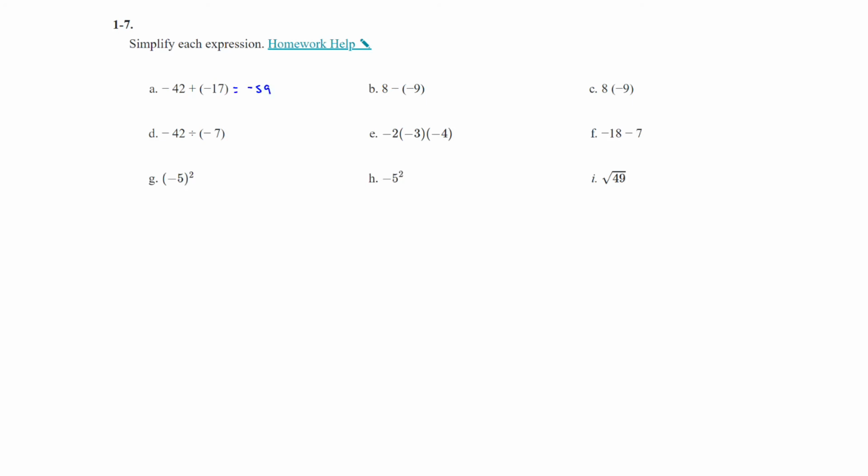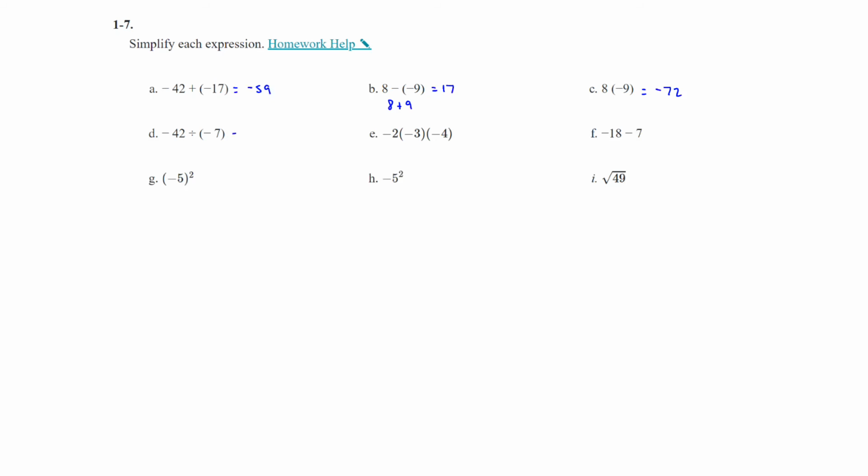So think about that on the number line. On B, it's 8 minus a negative 9. So 8 minus a negative is the same thing as 8 plus 9. So that will be 17. C is 8 times negative 9. A negative times a positive is a negative. So that would be negative 72.